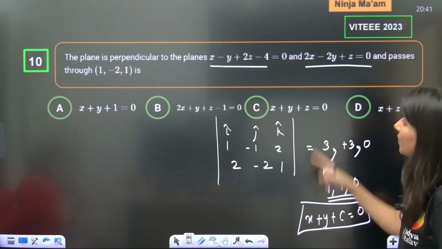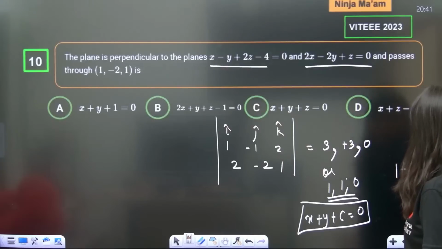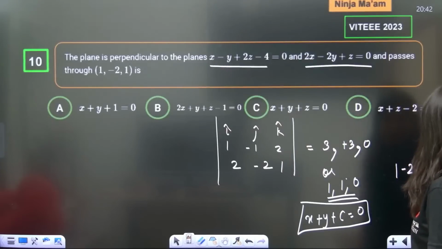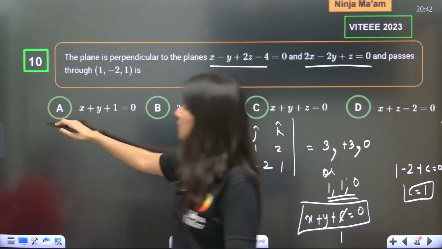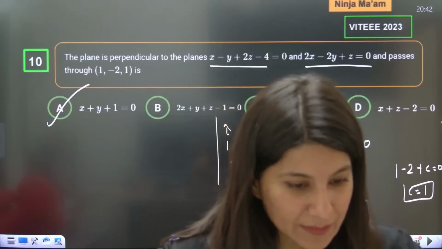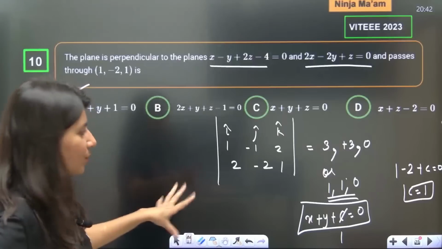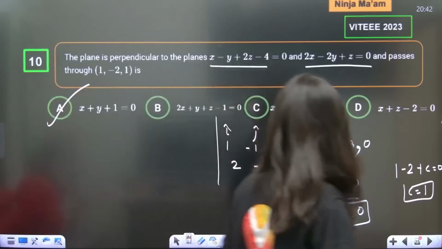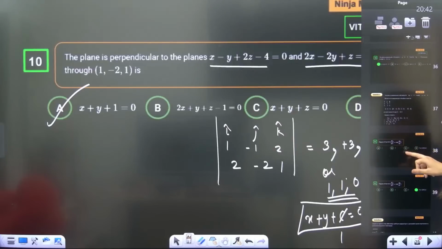Now this plane passes through which point? 1, minus 2 and 1. So 1 minus 2 plus c is equal to 0, so c is coming out as 1. So this is x plus y plus 1 is equal to 0. That means option A, everybody. Clear? Option A, planes related question. I think they will give this much basic question only if I talk about planes related questions.